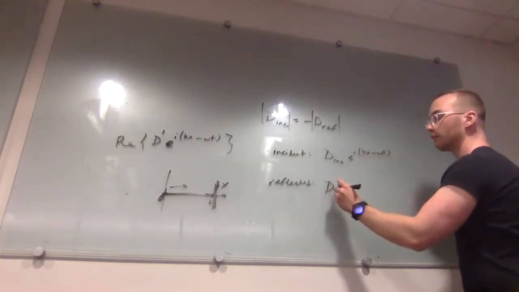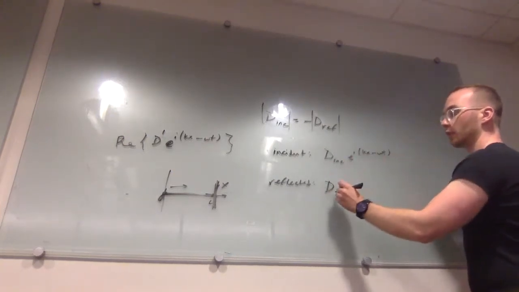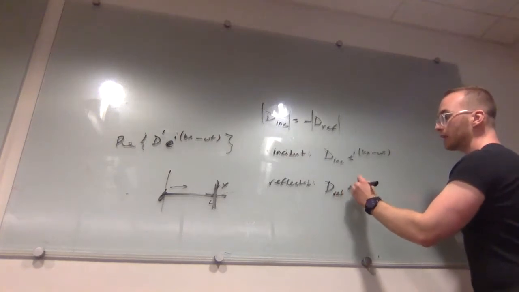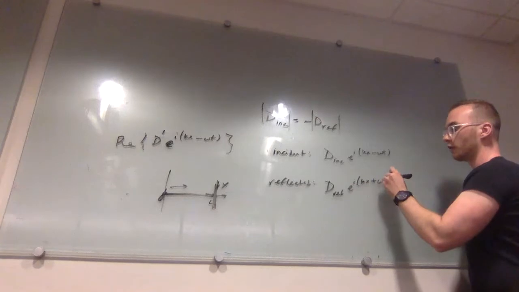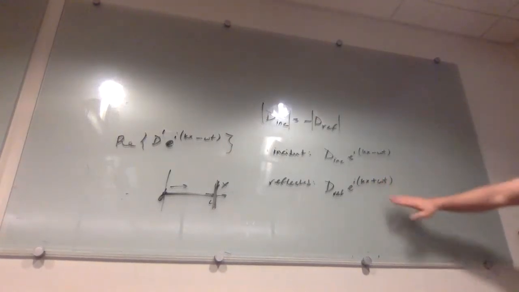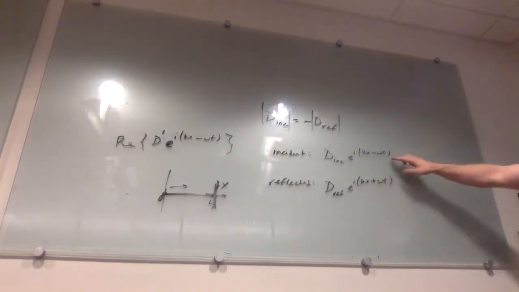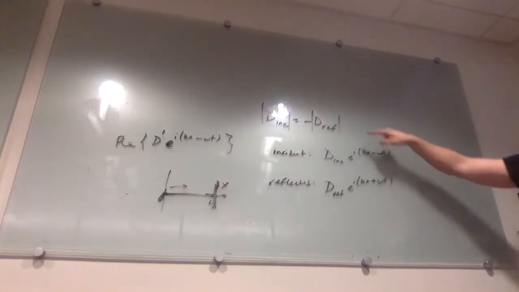So we showed the incident wave. Now the reflected wave is d reflected, e to the i. The only difference we can write here is, of course, that it has to be going in the other direction. So the reflected wave is going to the left, and the incident wave is going to the right. And then we can use this relation.